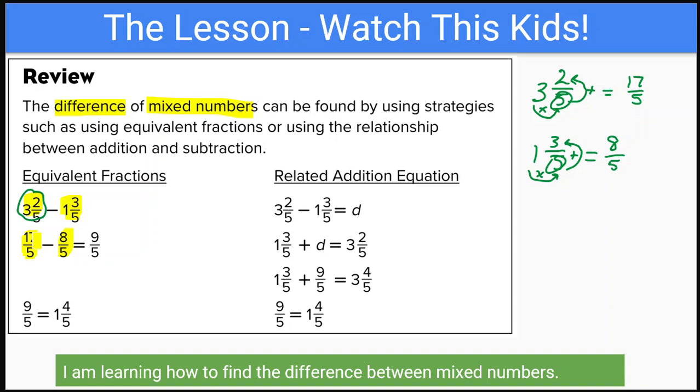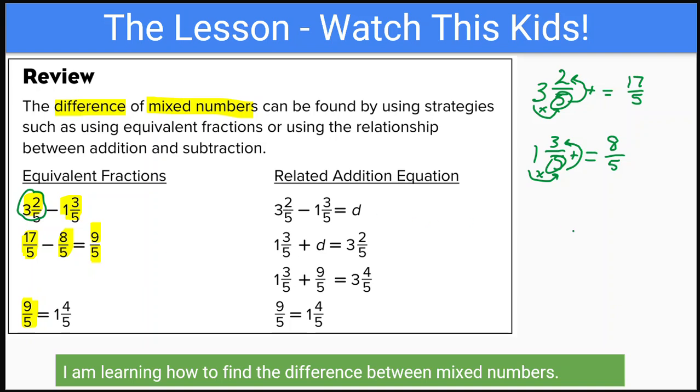Now we can subtract. 17/5 take away 8/5. 17 take away 8 is 9. Fifths, fifths, fifths. The denominator stays the same, so that's 9/5. Now this is an improper fraction because a 5-year-old should not be carrying around a 9-year-old. And so we need to fix that right there.